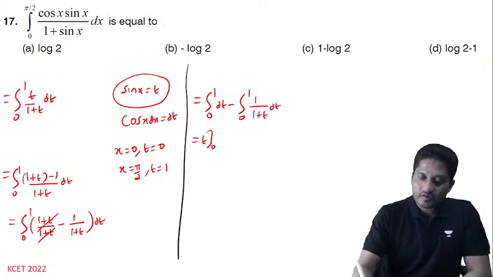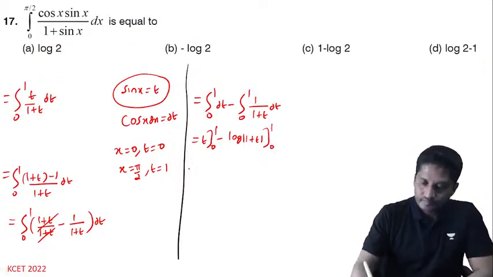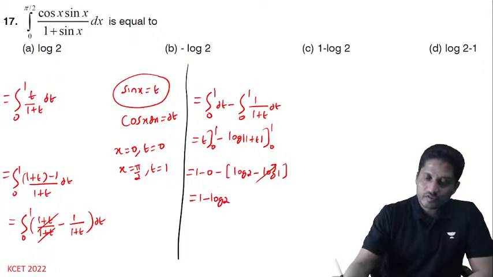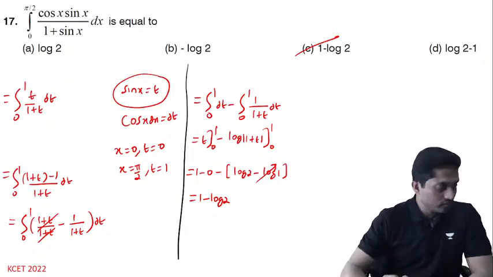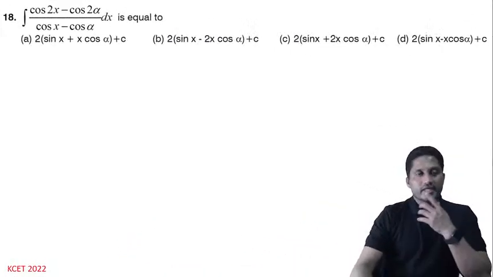Integration of dt is t from 0 to 1. Integration of 1 by 1 plus t is log of 1 plus t between the limits 0 to 1. So this becomes upper minus lower, minus: upper limit is log 2, lower limit is log 1. Log 1 to any base is 0. Answer is 1 minus log 2, which is option C. Right, now question number 18.